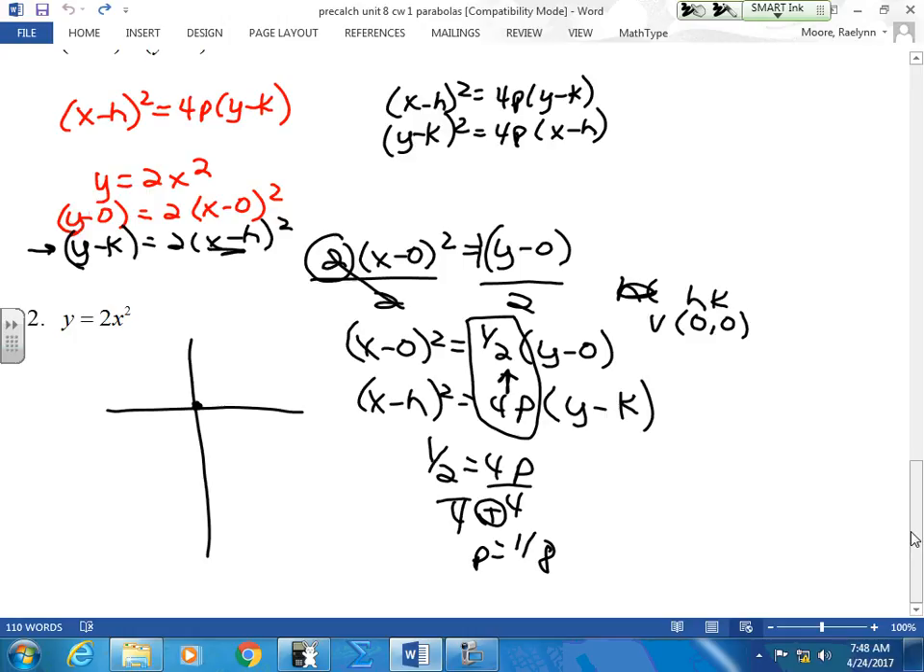But don't you know from this guy here anyway? Which way is it going to open? What's that 2 going to do? Make it a little narrower. It's going to stretch it up, right? Isn't this part of your transformation?